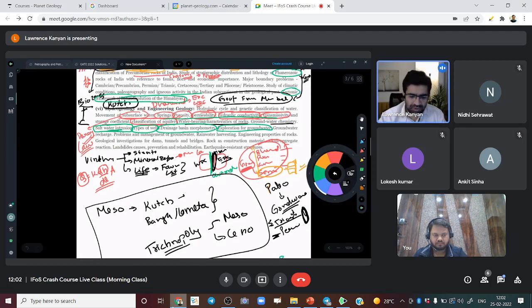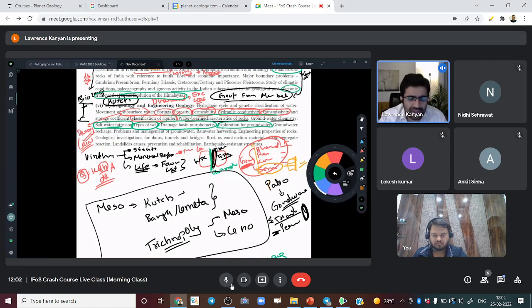From the engineering geology part, basically the Bangar book, Principles of Engineering Geology, has dams, tunnels, and a lot of things given over there. So you can keep that as reference and revise from there. The part which is not given there, earthquake resistant structures, we have provided you hand notes for. So just go through that part.